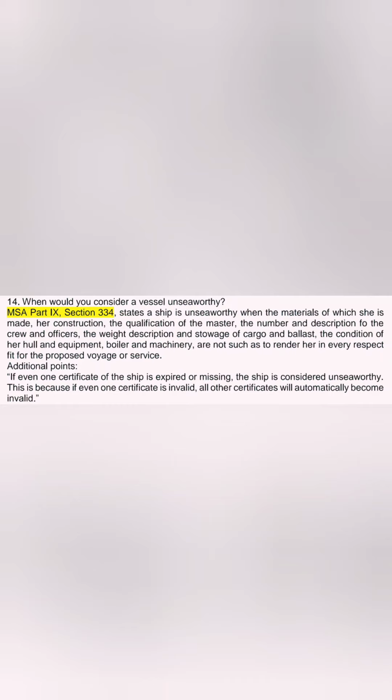Additional points, if even one certificate of the ship is expired or missing, the ship is considered unseaworthy. This is because if even one certificate is invalid, all other certificates automatically become invalid.